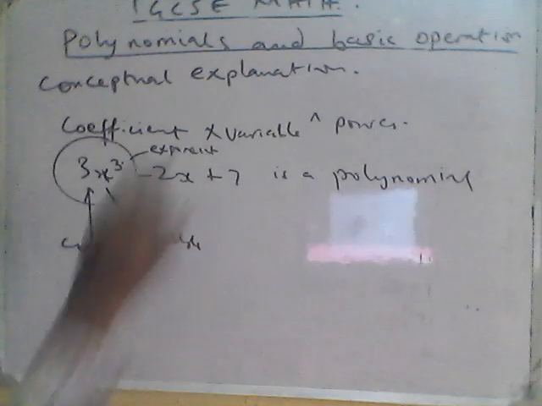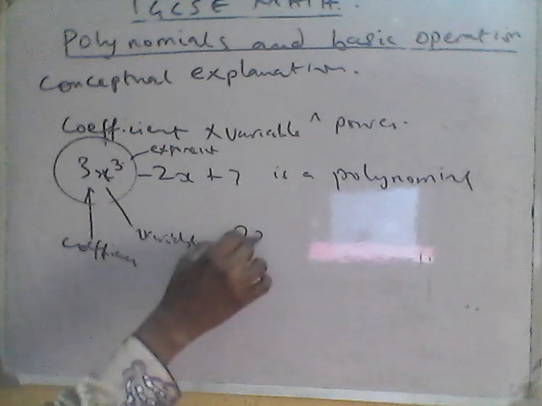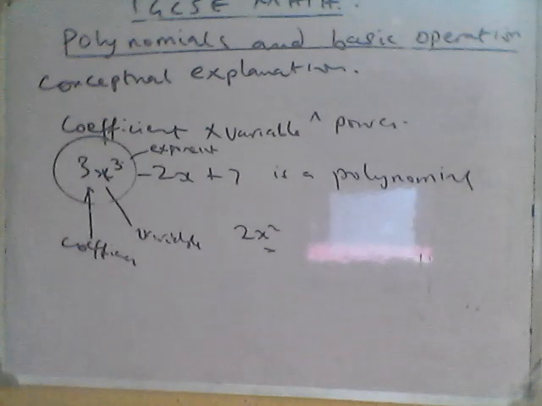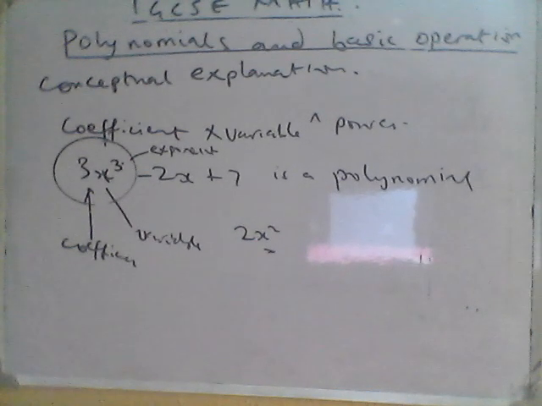All right. Okay, so there are other forms. You have something like this. This is quadratic. Why? Because the highest power of the variable is 2. For a cubic polynomial, the highest power of the variable is 3.